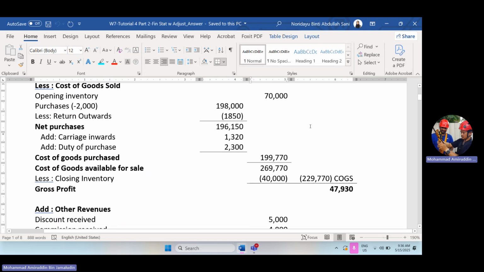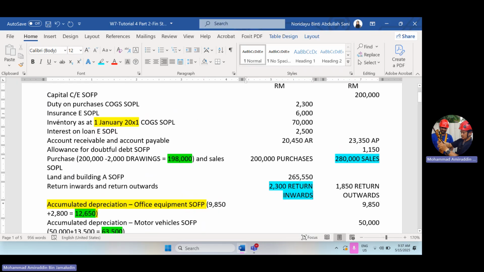Continue COGS. We start with the opening inventory. If you use 3 column, your opening inventory is in the second column, the 3 column amount. Okay, next is your purchases. Just now opening inventory is this one, so I send this to SOPL, done.